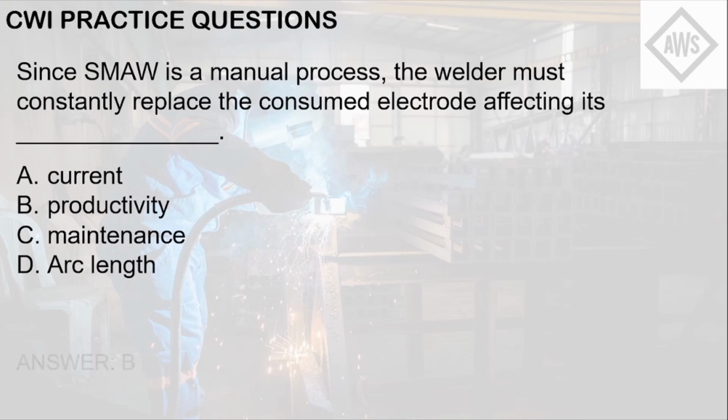So that leaves us to letter B, productivity. Because as you replace the consumed electrode, you're basically wasting time replacing that electrode instead of just producing the weld continuously. This is the main problem for SMAW, as it is a time-consuming process because you need to replace the consumed electrode every now and then. So this issue will be resolved for other processes such as GMAW or FCAW.